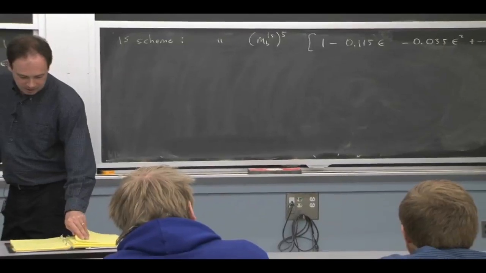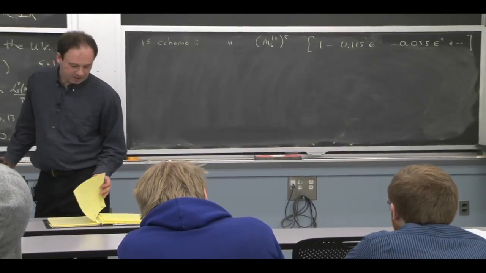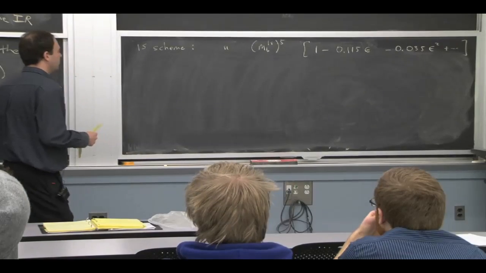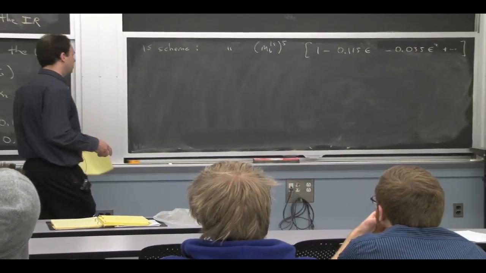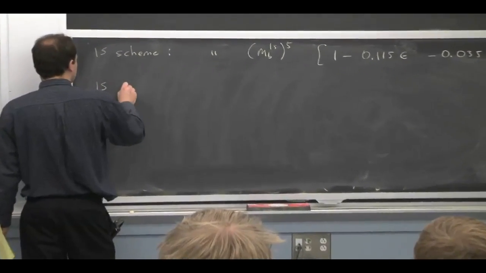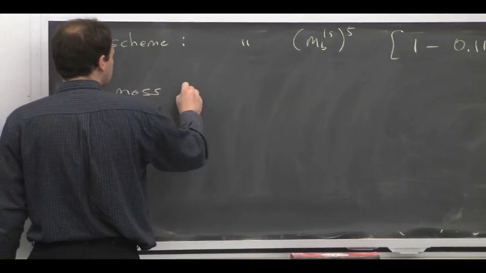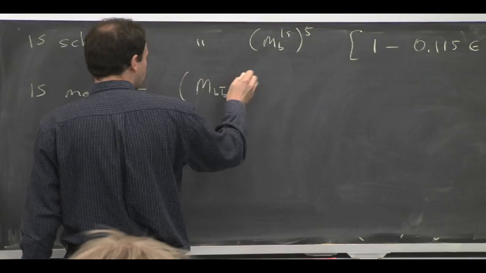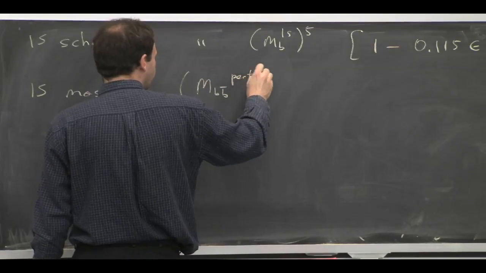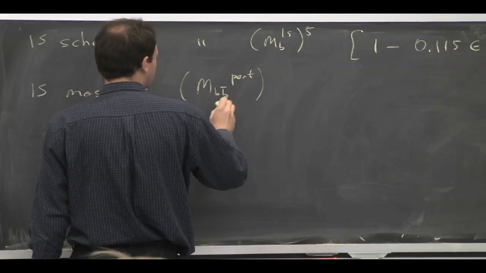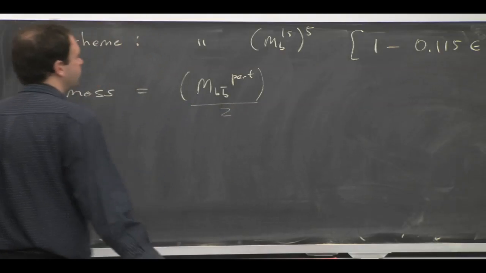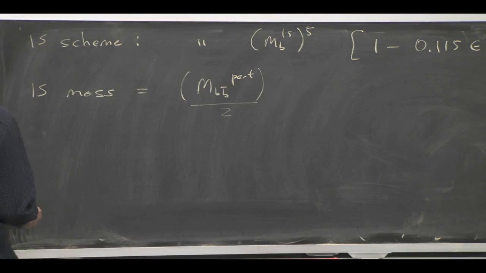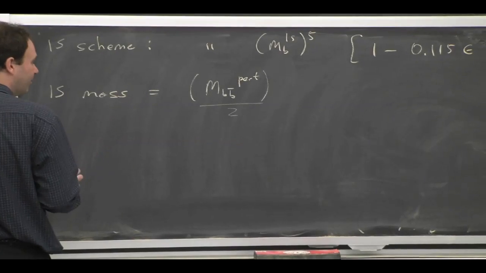So what is the 1s mass? The 1s mass is basically that you take half the perturbative mass for the epsilon system. So the 1s mass is BB bar system calculated perturbatively divided by 2. OK, we'll talk more about why this is working in a minute.